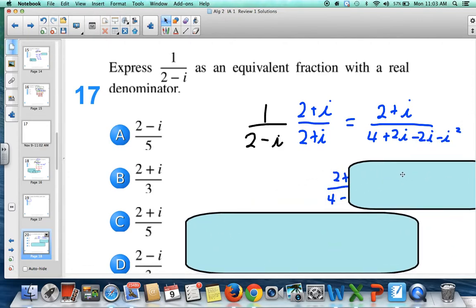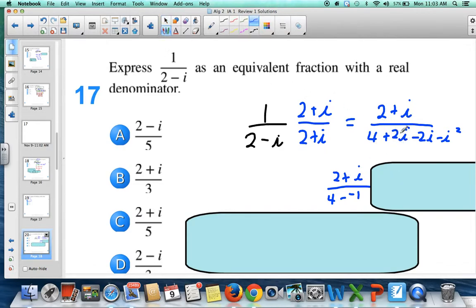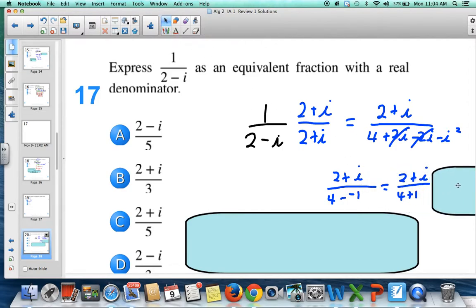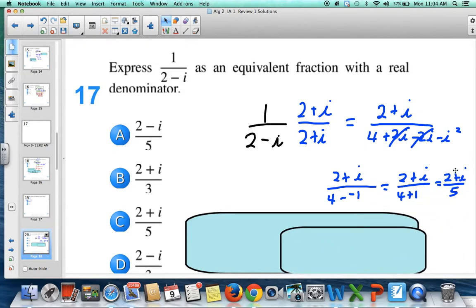So that becomes 2 plus i. The 4 on the bottom, these guys are going to cancel. And I'm left with 4 minus i squared, which is 4 minus negative 1, or 4 plus 1, which is 5. So 2 plus i over 5 would be the answer to that problem. All right, we're getting through this.